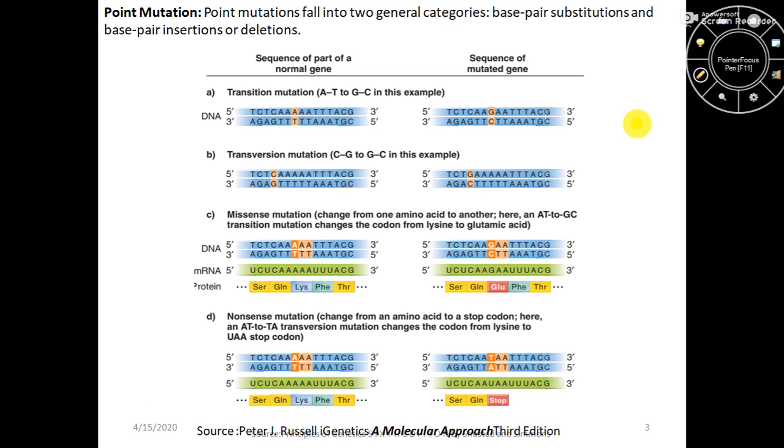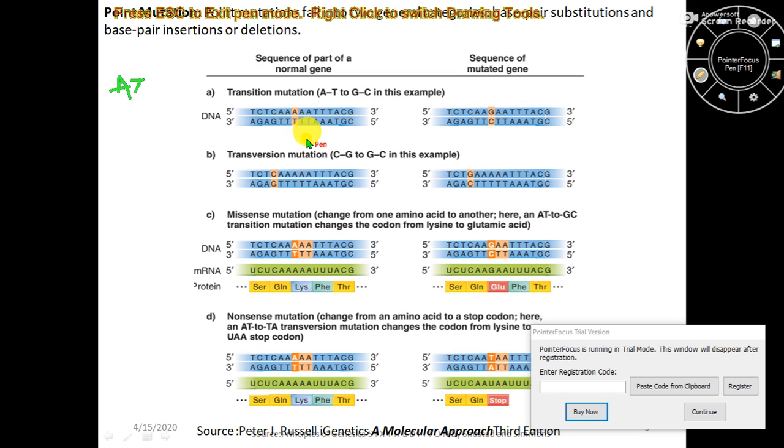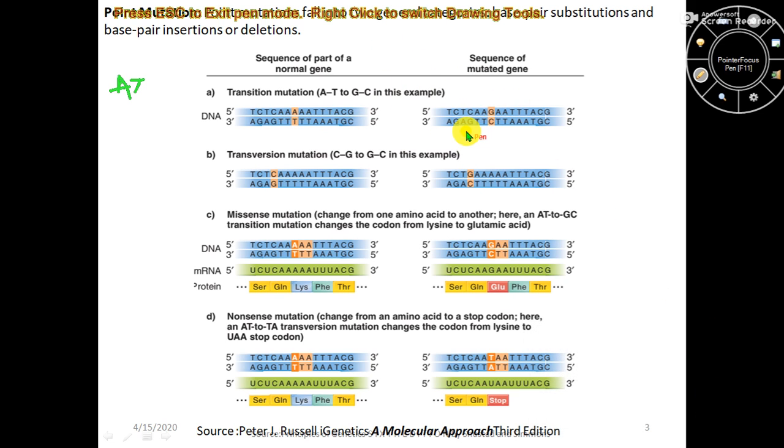When a mutation occurs in a single pair of nucleotides, it is called point mutation. Point mutations are of many types. I will discuss this. Point mutation can also cause severe damage in DNA. The first is transition mutation. When a single base pair of this region, AT, becomes GC, A becomes G, so purine becomes purine and pyrimidine becomes pyrimidine. This is transition. When purine changes into purine or pyrimidine changes into pyrimidine, this is called transition mutation.